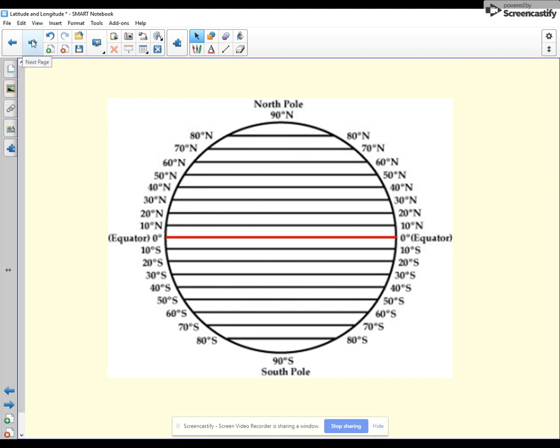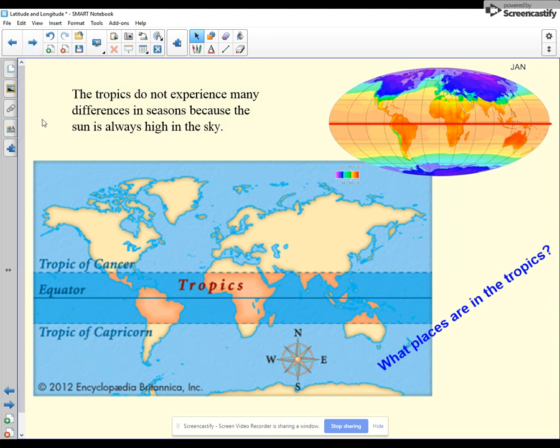All right, let's talk about the tropics, because latitude lines show us climate. When you get really close to the equator, that's when it's going to be the hottest. So if you can see on here, right by my equator, it's orange.